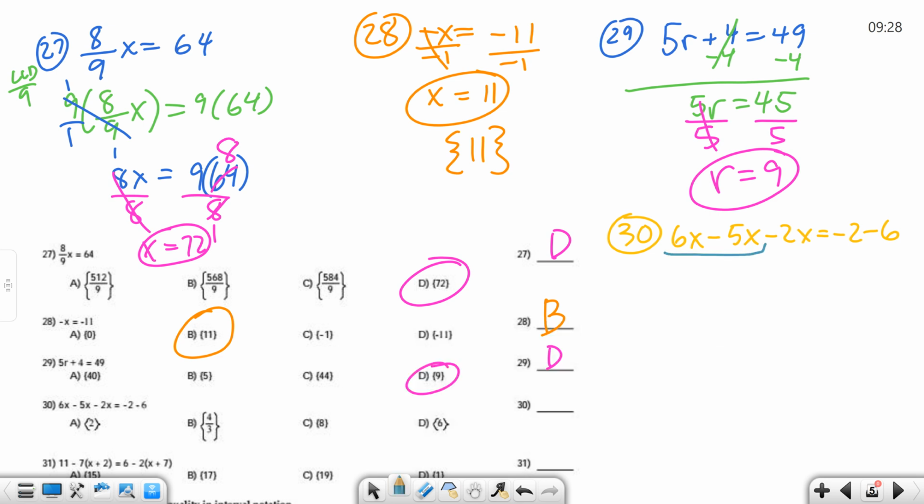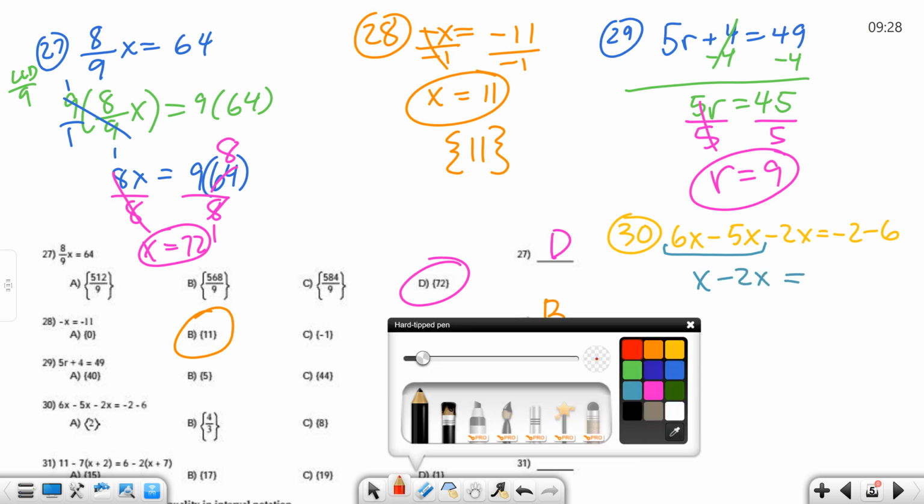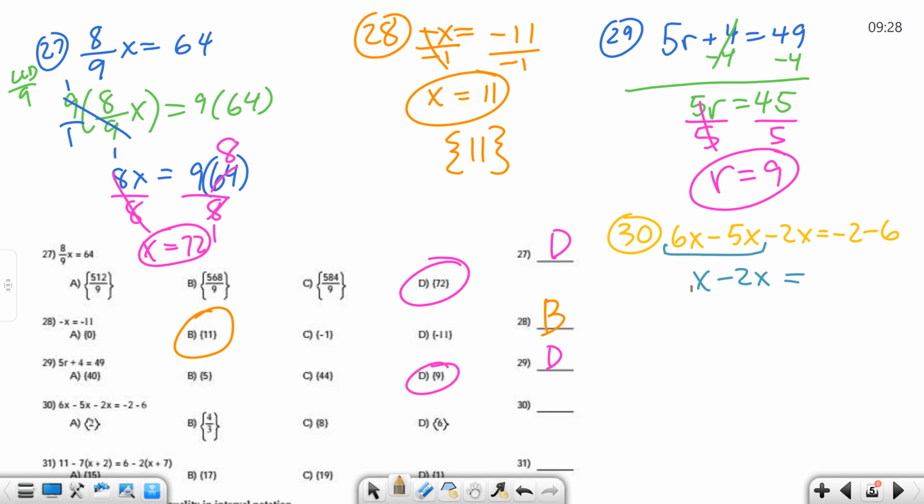So like terms, 6x minus 5x is what? That's x minus 2x. So I'm just going to keep working on this side. X minus 2x, 1 minus 2 is negative 1x. If you want to leave that there, I'm okay with that, but you don't ever leave the answer negative 1x. Negative 1x is just negative x, and then I'm done simplifying that side.